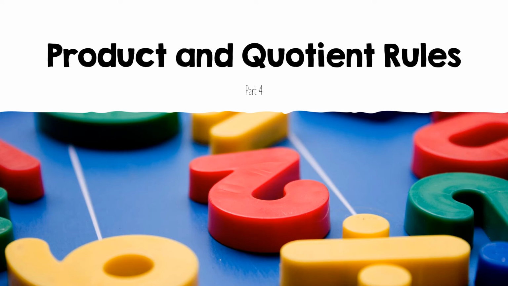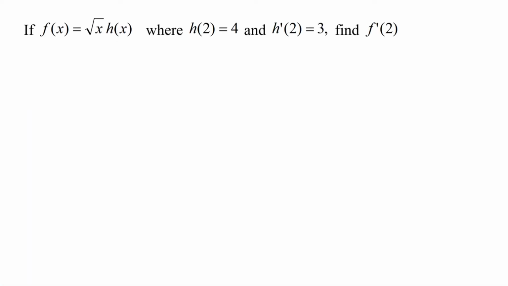Product and quotient rules, part 4. If f of x is equal to the square root of x times h of x, where h of 2 is equal to 4 and h prime of 2 is equal to 3, find f prime of 2. Remember that when we're doing these problems, we have to find the derivative first before substituting.